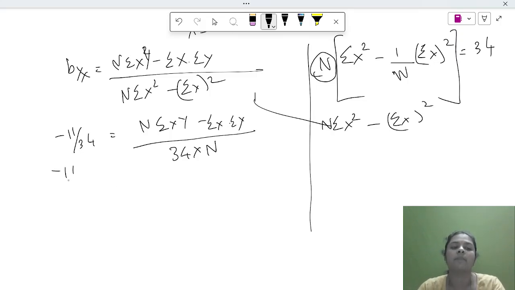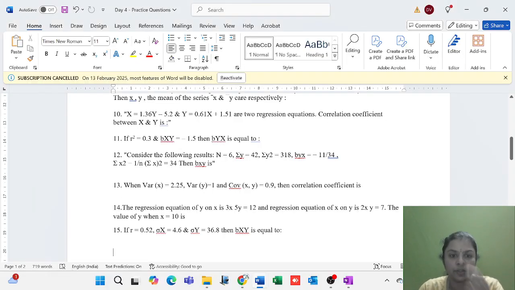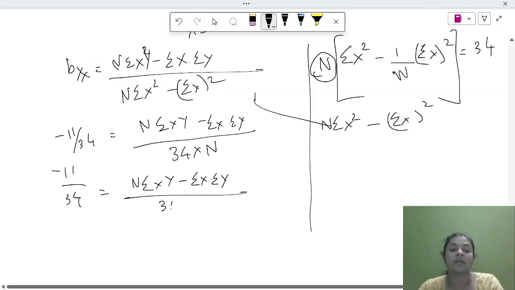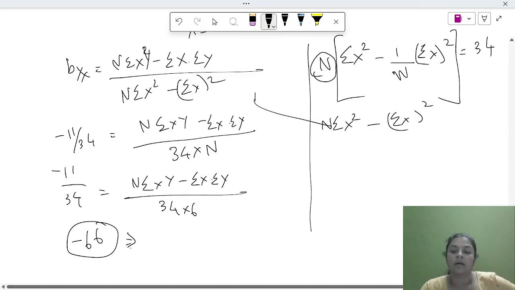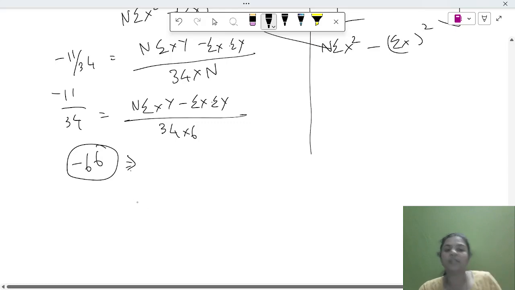We need to take 34 into n because I am multiplying the equation with n. So minus 11 by 34 is equal to n sigma xy minus sigma x into sigma y divided by 34 into how many observations? 6. 34 into 6. So now your numerator value will be minus 66. If you take these two to the numerator, you will get minus 66. Clear? Now you have got the numerator as it is.